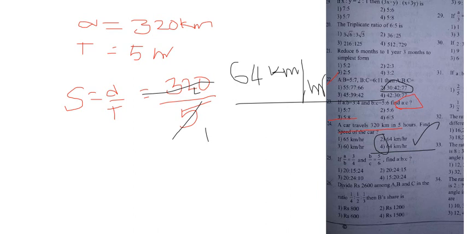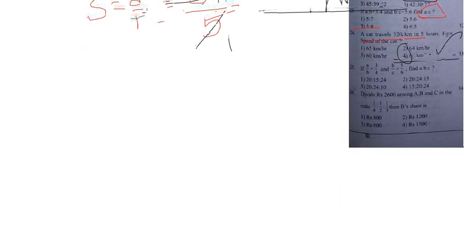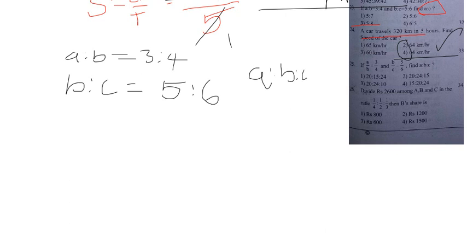Now see that question number 25. Yes, this question is also the same. A by B, can I write A is to B? Yes, that is 3 is to 4. And B is to C, B is to C is equal to 5 is to 6. Can I write like this? Now can you find A is to B is to C, like the previous question? Yes, you can. This is your homework. Try to find the answer.